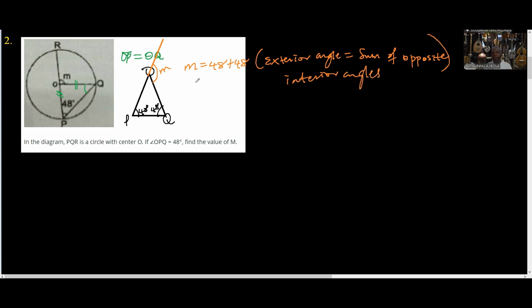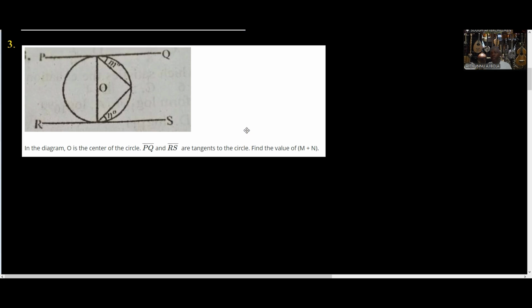So with this, what will be the value of M? What is 48 plus 48? 96. So M is 96 degrees. Okay, very quickly, we'll move to the next one. Number 3. So this is question 3. Can you see question 3?